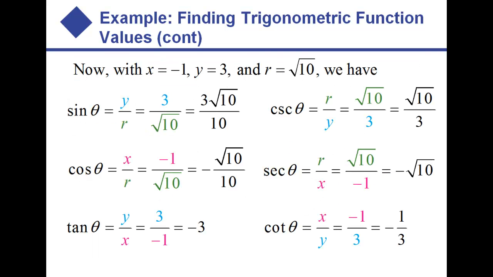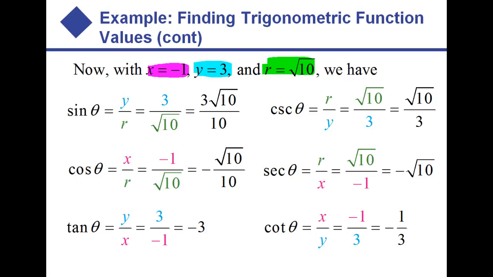Now that I know r, and I was given x and y, I was given y equals 3. I now know r is square root of 10, and x was given as -1. I can plug all those bits and pieces into the formulas and very simply solve for sine, cosine, tangent, etc. You wouldn't even bother with any of these.